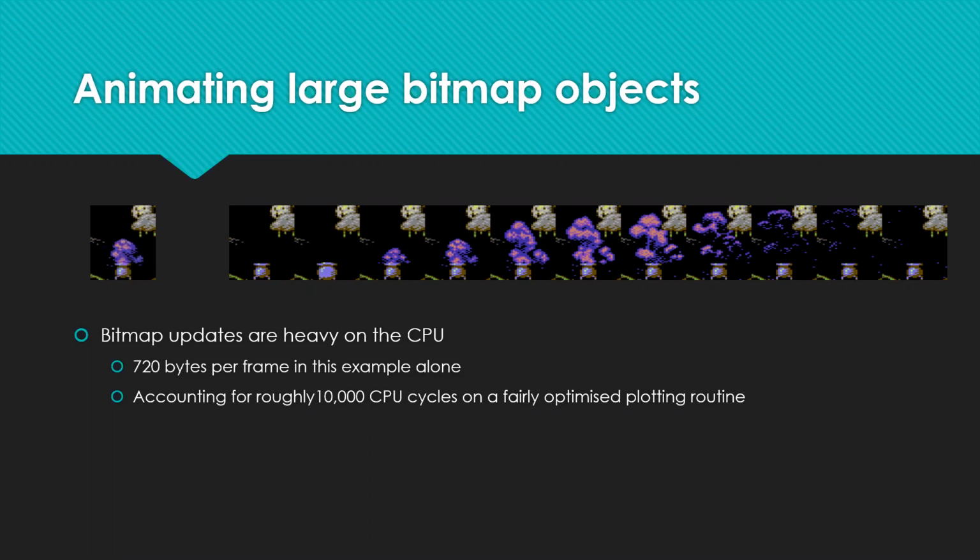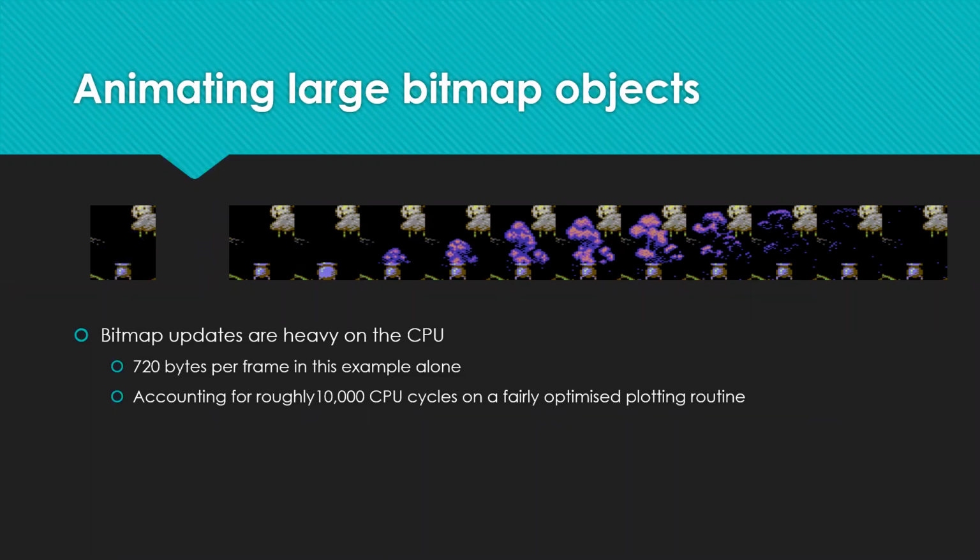This is really the way bitmap animations are done on any computer. You have all the frames, and then you just copy them from the memory buffer to the video buffer. In this case, each frame on the Commodore 64 takes 720 bytes. So it's quite large, and there are 13 of them. To plot one frame with a fairly optimized plotting routine, this animation will take 10,000 CPU cycles.